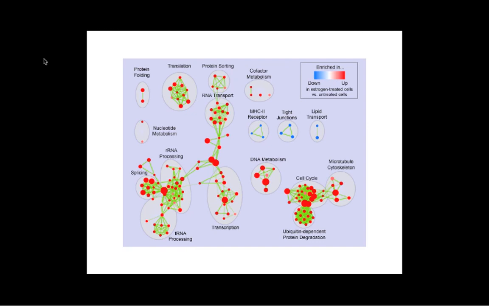In this case, you can see that there are a lot of gene sets related to translation and RNA transport. There are a lot of functional themes that are going up, and a few that are going down. The more blue the gene sets are, the more enriched they are in the down part of the gene expression list, and the more red they are, the more enriched they are in the up part. So this is much easier to read because you can very quickly look at this and see the major functional themes.